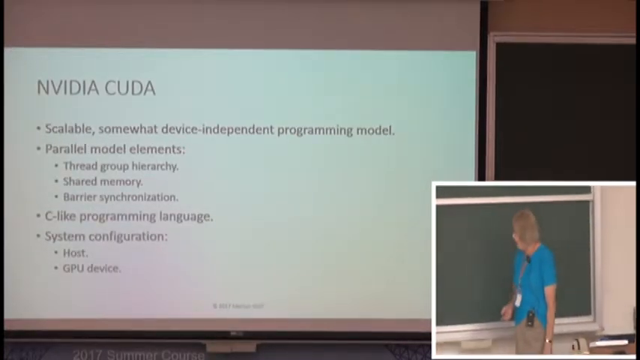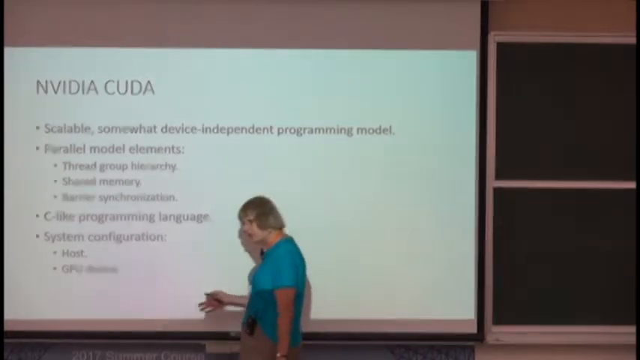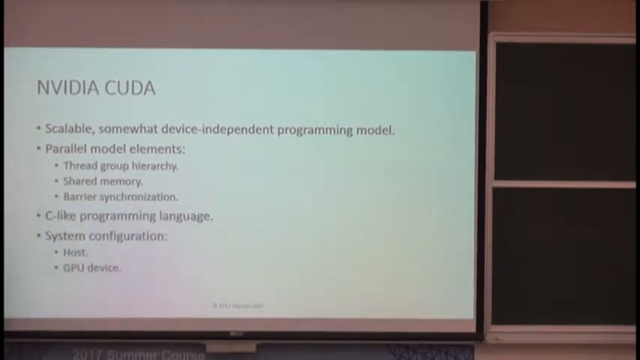So NVIDIA has come up with this CUDA programming language, which is not limited to neural networks, right? But you can build neural network coding on top of this. A lot of people use CUDA. It's designed to be scalable across different sizes of GPUs. So it's related to the GPU programming model, but it's not explicitly tied to a particular configuration. So it's going to be somewhat independent of the particulars of the processor.